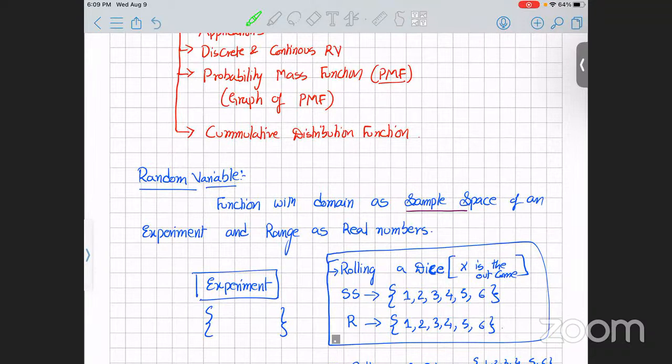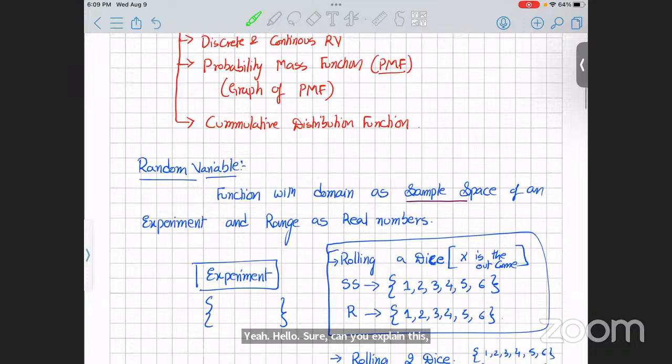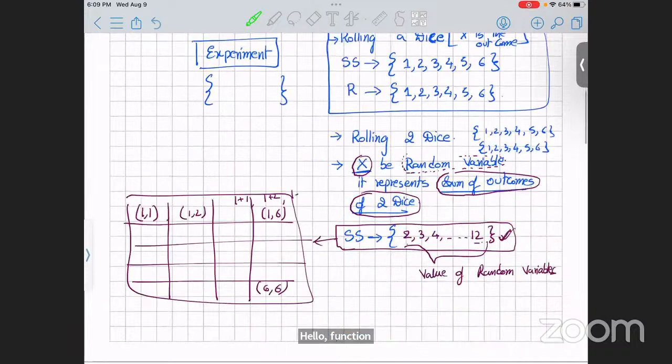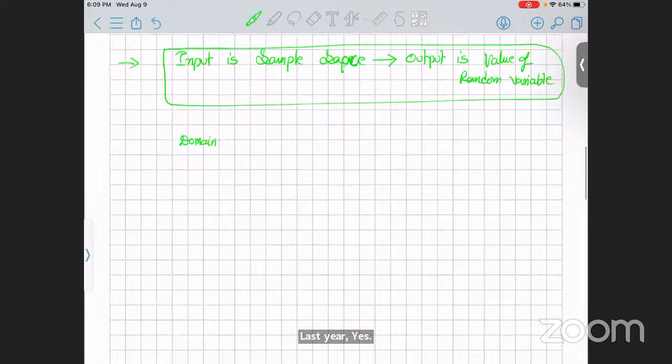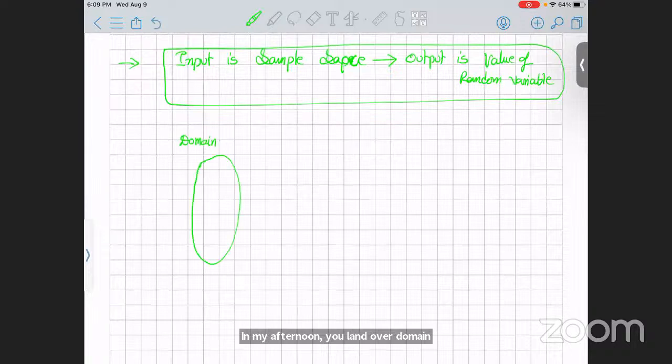Sir, can you explain this definition? Look, function with domain. What is meant by domain? In maths, domain is the input. Now look, domain, and what is the range? Range is the other thing.